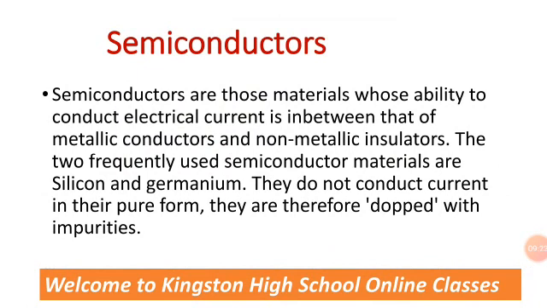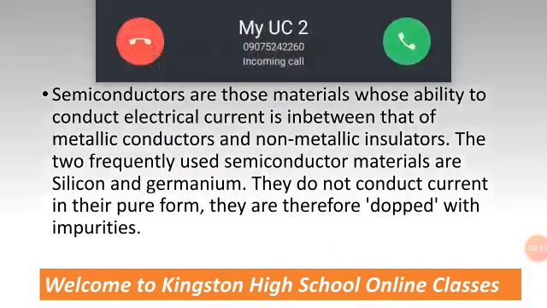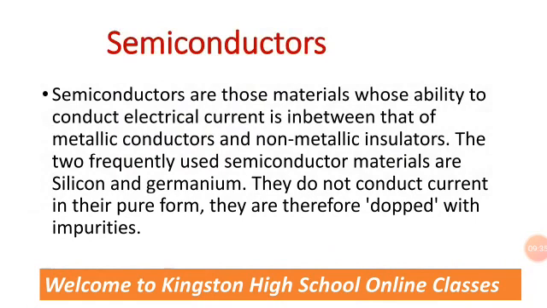These ones do not conduct electricity in their pure state. So they have to be made impure before they can actually conduct electricity. You understand what we're saying here? So that is it. Now we say that the two frequently used semiconductor materials are silicon and germanium. I've told you before, silicon and germanium. I hope you grabbed what we mean by semiconductors.